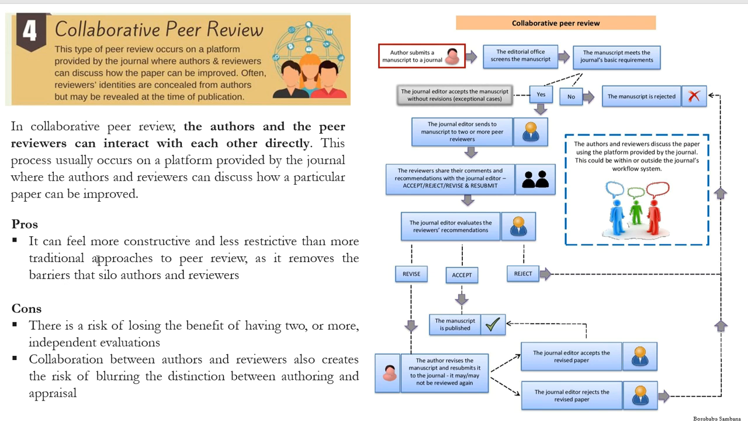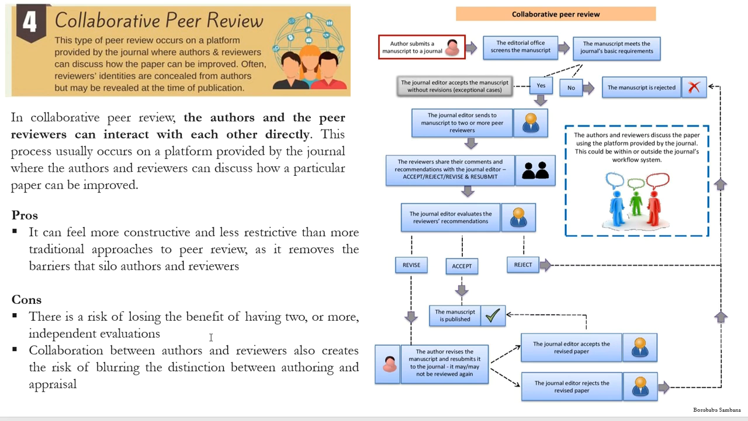Pros: it can feel more constructive and less restrictive than more traditional approaches to peer review, as it removes the barriers that silo authors and reviewers. And cons: there is also some risk in the process. Your work becomes public, then everyone looks at it, and automatically misguidance and misuse can also be adopted. This is the biggest mistake of collaborative peer review.